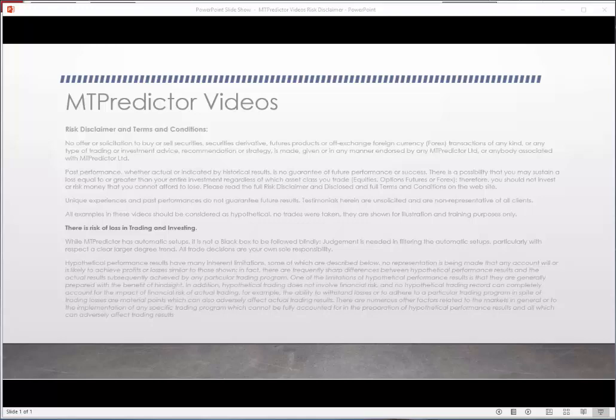But before we get onto that, I'd like to look at our risk disclaimer, because as usual, we have to state that all examples in these videos should be considered as hypothetical. No trades are actually taken, they're just shown for illustration and trading purposes only. Remind you there's a risk of loss in trading and investing, or put another way, all professional traders know and understand, but more importantly accept that losses can and will and do unfold.